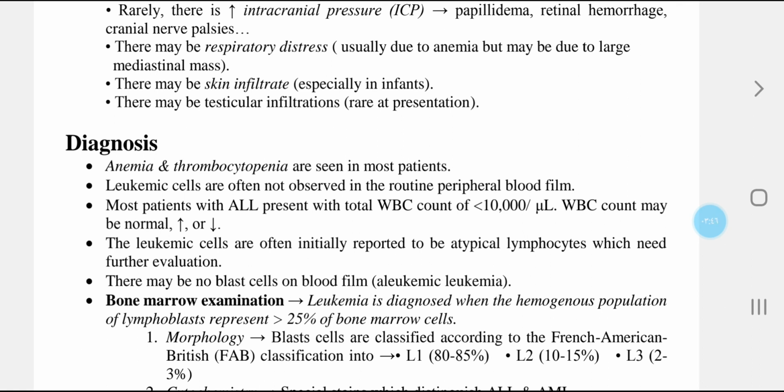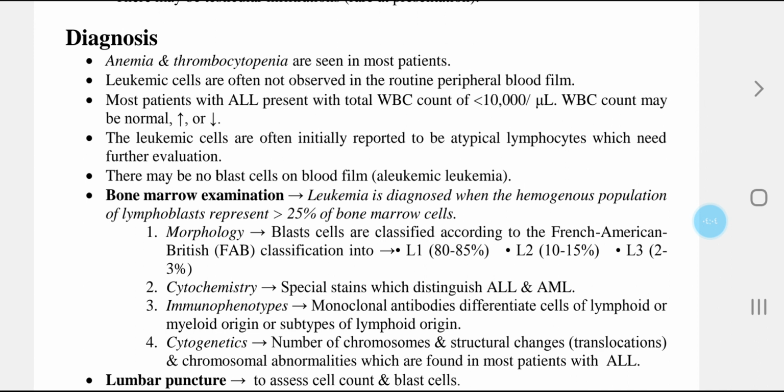Bone marrow examination. Leukemia is diagnosed when there is a homogeneous population of lymphoblasts representing more than 25% of bone marrow cells. Regarding morphology, blast cells are classified according to the French, American, British FAB classification into L1, 80 to 85%, L2, 10 to 15%, L3, 2 to 3%.